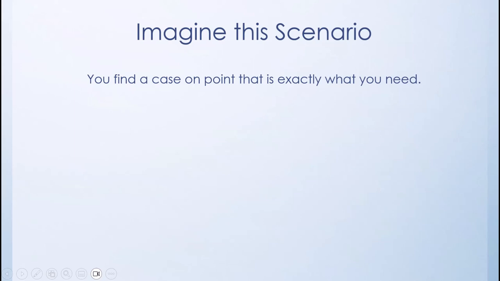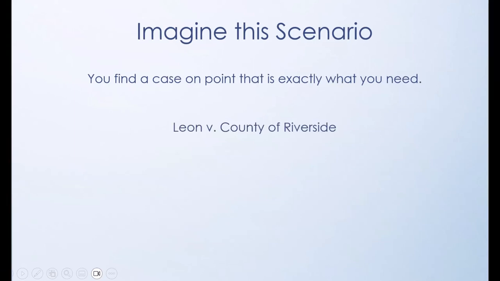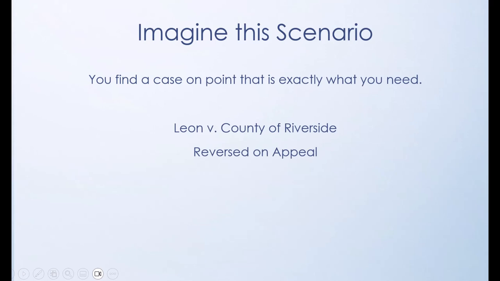Suppose you're doing research on government immunity, and you find a case in which the facts are very similar to your own. Let's say you find Leon versus County of Riverside, a Court of Appeal decision. And in that decision, the Court of Appeal held that the county was immune from liability. You think, great, I'm going to use this case when I make my argument. There's just one problem with that. The Supreme Court of California reversed the Court of Appeal and held that under the facts of this case, the county did not have absolute immunity under state law.